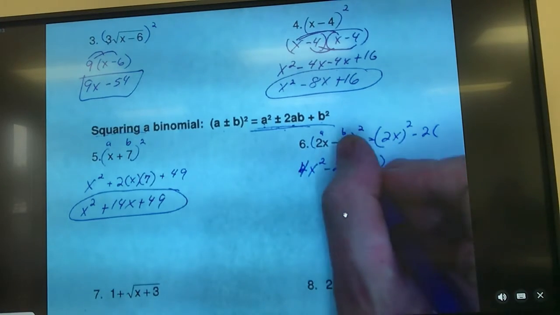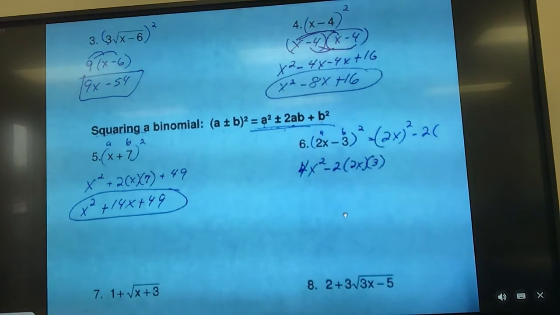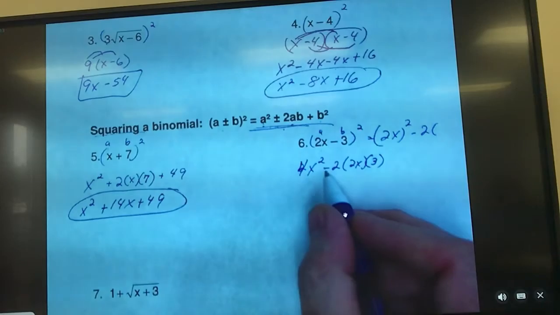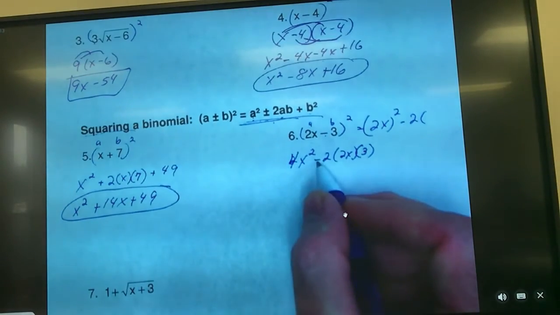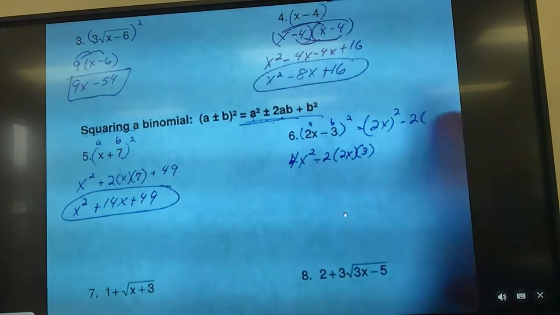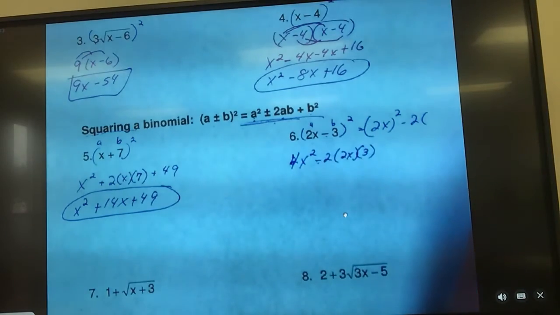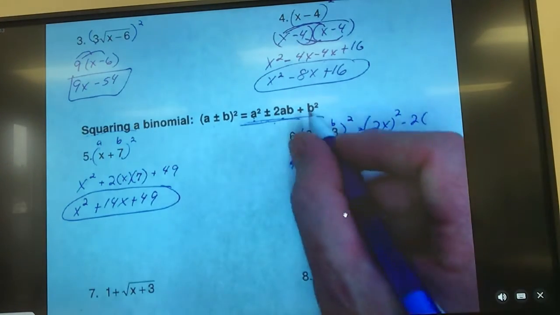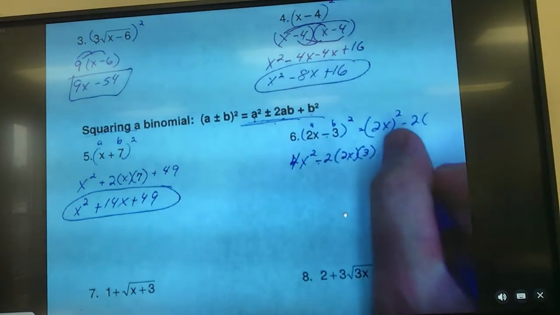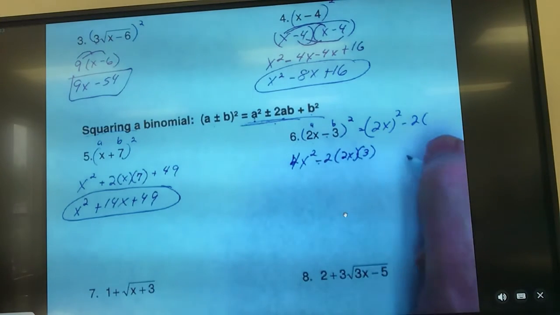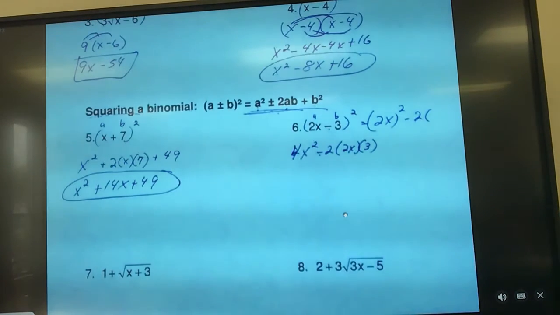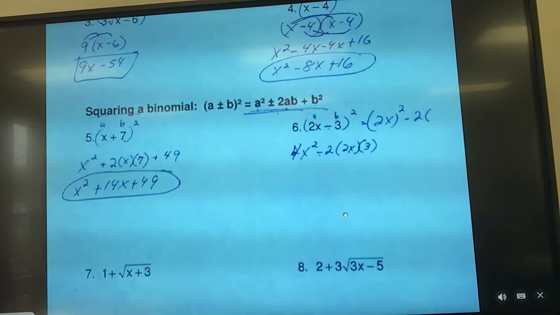I already used the negative, so don't put the negative. Okay, I already used the negative. If there's a negative here, you always want to put it with the 2. Otherwise, it'll mess you up when you go to try to multiply it. And now finally, b squared. So this guy squared, so it'll be 3 squared. What is 3 squared? Even if I had put negative 3 squared, it's still the same thing, right? 9, yeah. It's going to be 9.